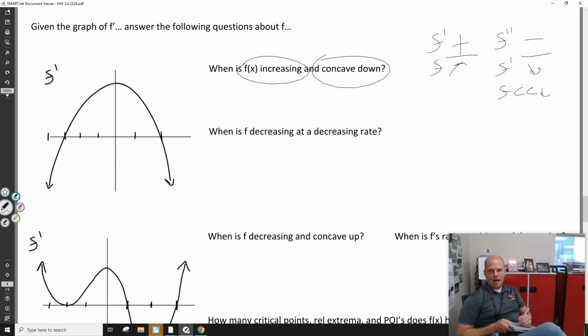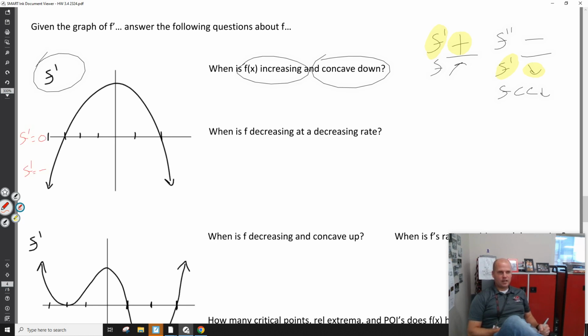Okay, now I look at what I have. I have the graph of F prime. So I will focus my attention on the F prime parts of my charts. I want to know when is F prime positive and going down. That's when F will be increasing concave down. F prime will be positive and F prime going down. Remember, F prime is 0, is negative, is positive by looking at the values of F prime.